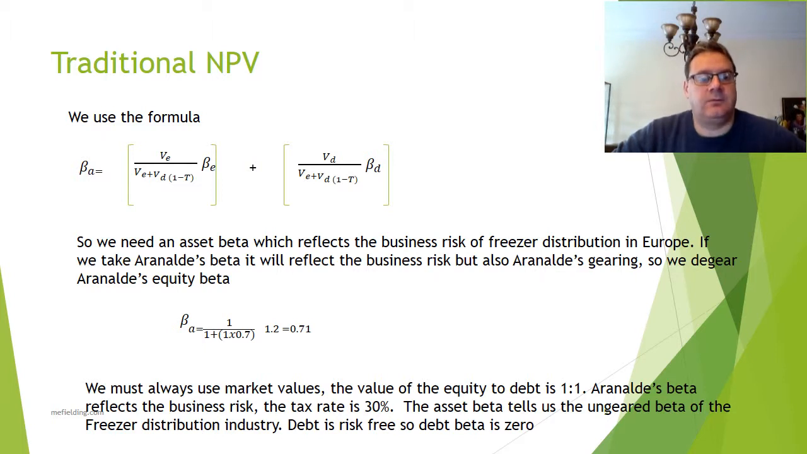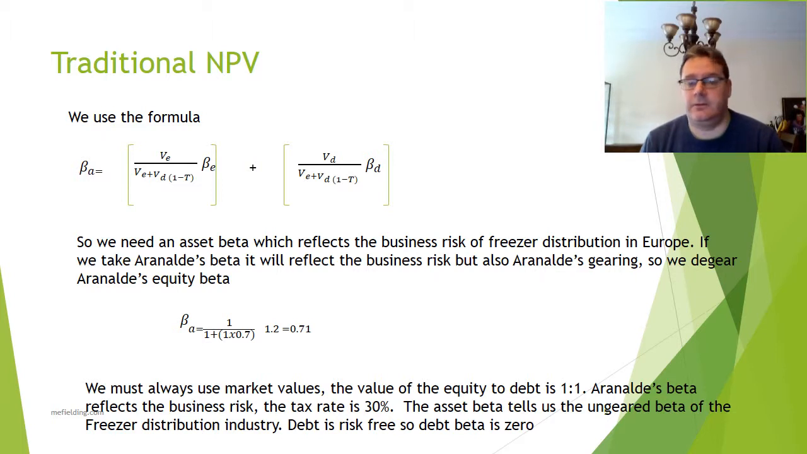Arinaldi's equity beta is 1.2. That is back in your slide in the table. And it tells us that the gearing by market value is 1 to 1. So you'll see that VE, the market value of equity, is 1, plus the market value of debt, which is 1 as well. The tax rate is 30%, so you'll see down there you get 0.7. 0.7 is 1 minus the tax rate. So market value of equity is 1, market value of debt is 1, but we have to pick out the tax, so we get 0.7.